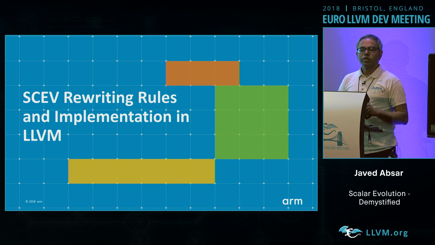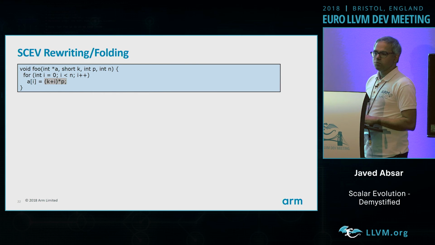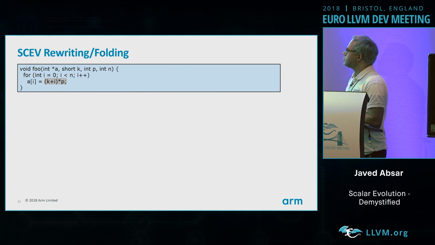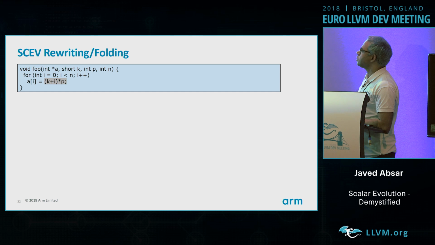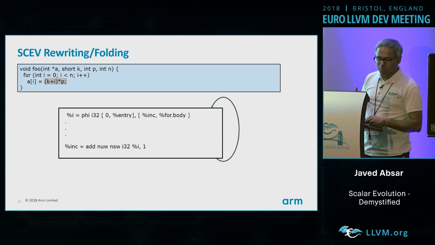So, with that background, now we are going to look at the LLVM SCEV implementation. We'll have a running example that is not very complicated, but not too trivial. So k plus i times p is loop invariant, and k is missing. Yeah, sorry, it's a short and great. I thought I messed up.